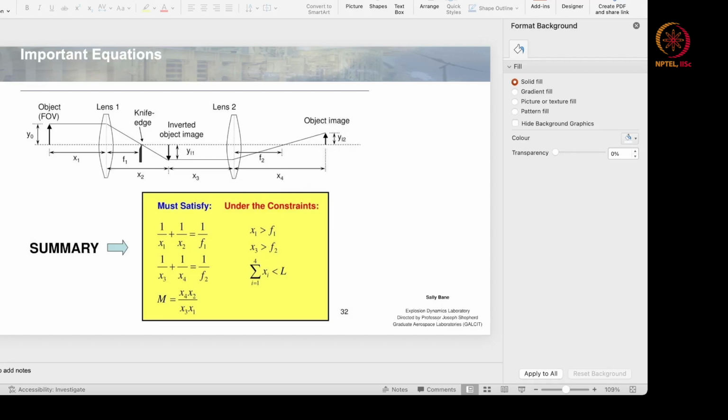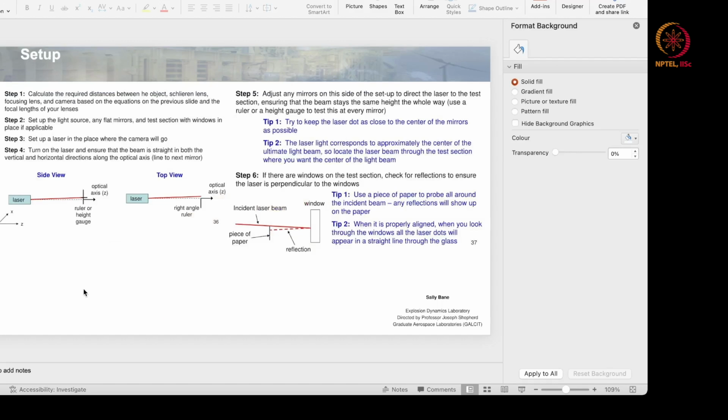Now, some simple setup instructions, again from Settles' own work. First step, calculate the required distances between the object, the Schlieren lens, the focusing lens, and the camera, based on the equations that we just did. Then set up the light source, the flat mirrors that are needed, and the test section with windows, and have it in place. Then step 3 is to set up the laser in the place where the camera will go, turn on the laser, and ensure that the beam is straight in both the vertical and horizontal directions along the optical axis.